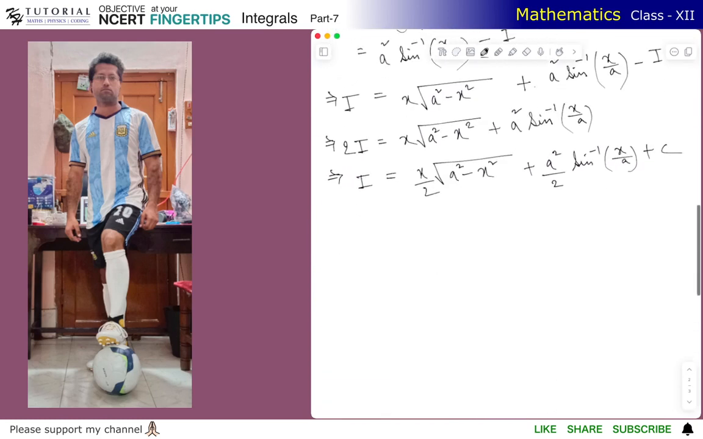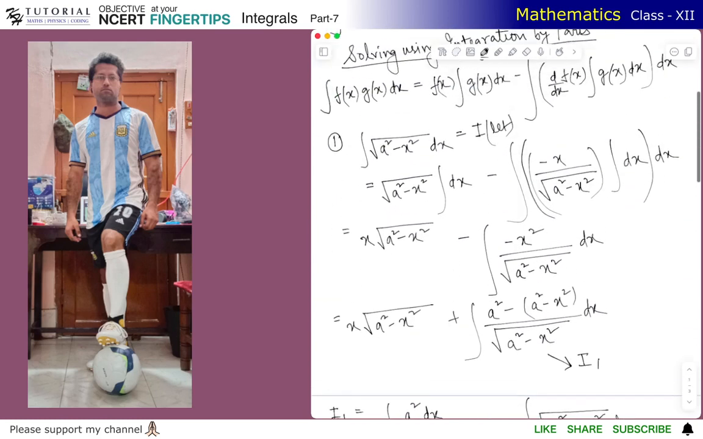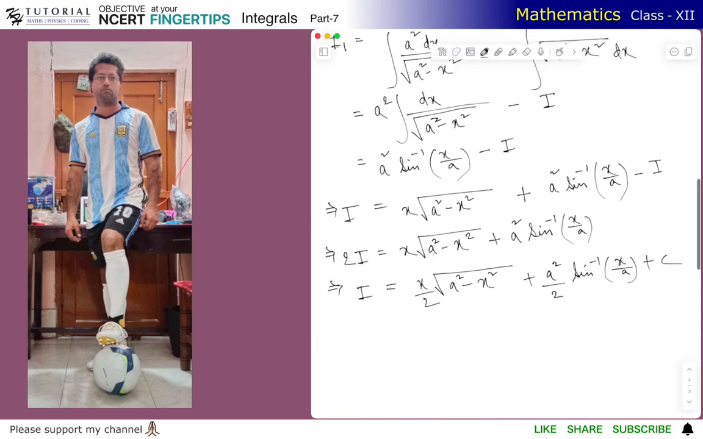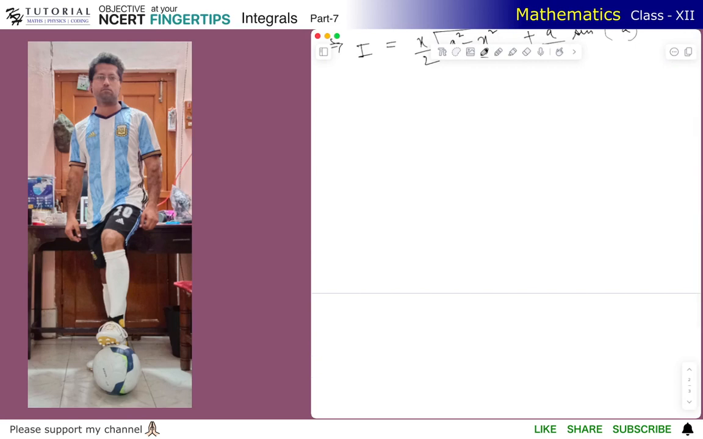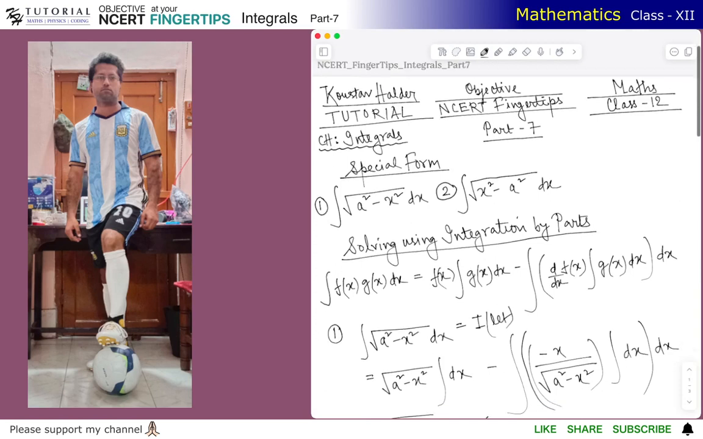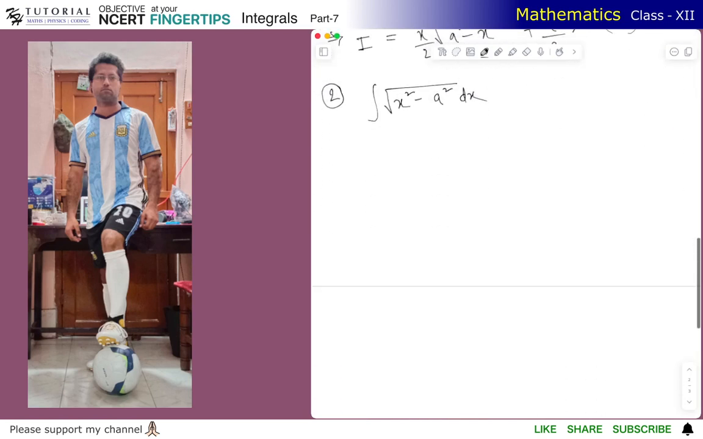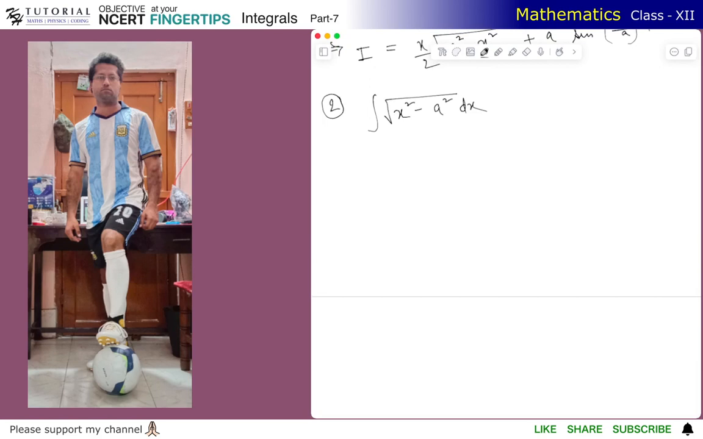Now let's see how we solve the other special form, which is square root of x square minus a square. So now let's solve the integral of square root of x square minus a square using integration by parts. Similarly, in the same way, we will take f(x) as the square root term and g(x) as 1. Let's call it I.